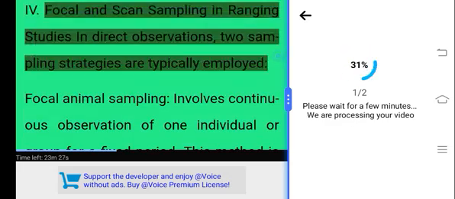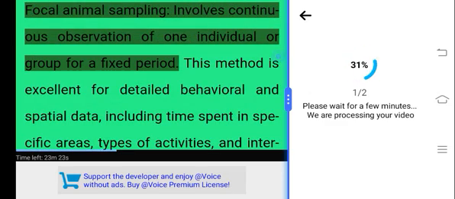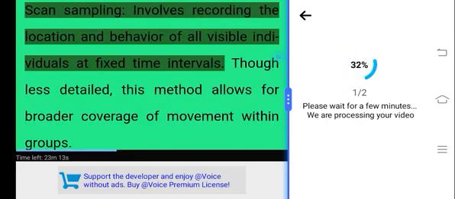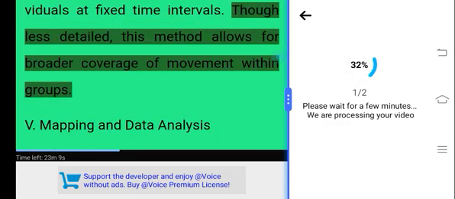4. Focal and scan sampling in ranging studies and direct observations. Two sampling strategies are typically employed. Focal animal sampling involves continuous observation of one individual or group for a fixed period. This method is excellent for detailed behavioral and spatial data, including time spent in specific areas, types of activities, and interaction with landscape features. Scan sampling involves recording the location and behavior of all visible individuals at fixed time intervals. Though less detailed, this method allows for broader coverage of movement within groups.